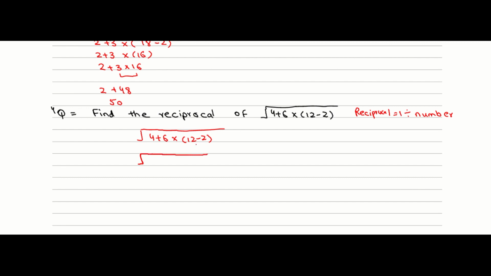So when we solve this, we write the other things as they are. 4 plus 6 times 12 minus 2 gives you 10. And then we perform the multiplication, which is between these two numbers. So 4 plus 6 times 10 gives you 60. And then you have 4 plus 60, which gives you 64.